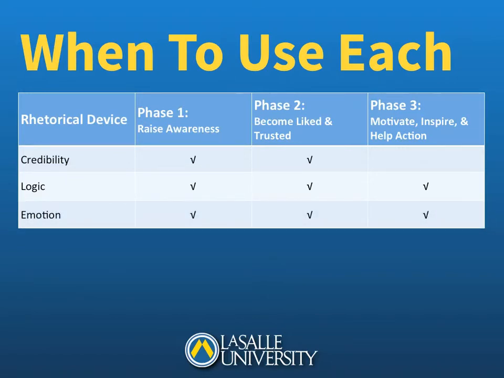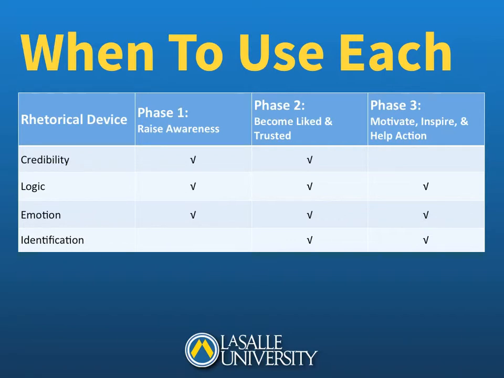Emotion is also something you can use in any phase. Raising awareness through emotion makes a lot of sense. Any kind of cause campaign will usually use emotion at the beginning. Something like feeding the hungry, you always see very emotional pictures there. Becoming liked and trusted: trust is an emotion in a way, so that is very emotional. And if you want to get people to take action, people will react based on their gut with those things. So you want to use emotion there. So emotion as a rhetorical device makes sense in all three phases.